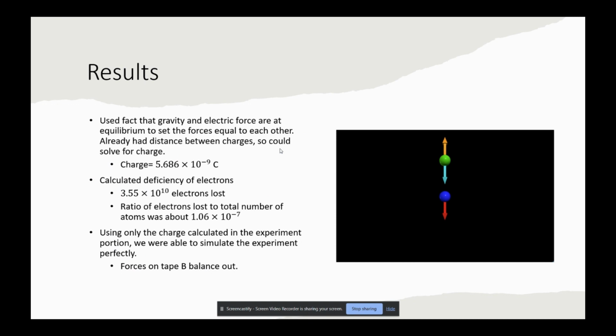Using only the charge calculated in the experiment portion, we were able to simulate the experiment perfectly. As seen in the picture, the forces on tape B balance out. In the picture, tape B is the green charge, and the force of gravity is the cyan vector, and the electric force is the orange vector.